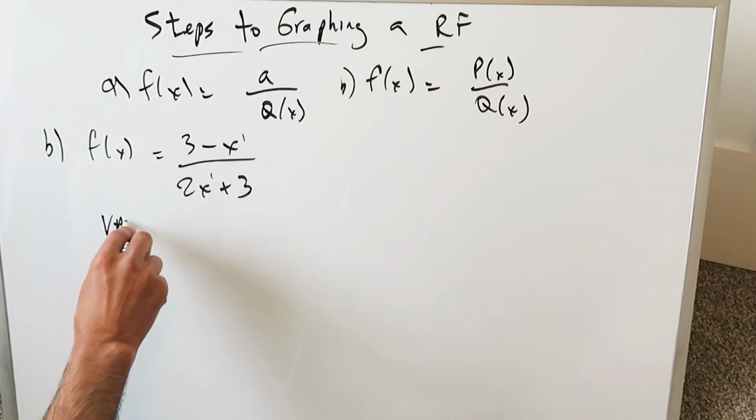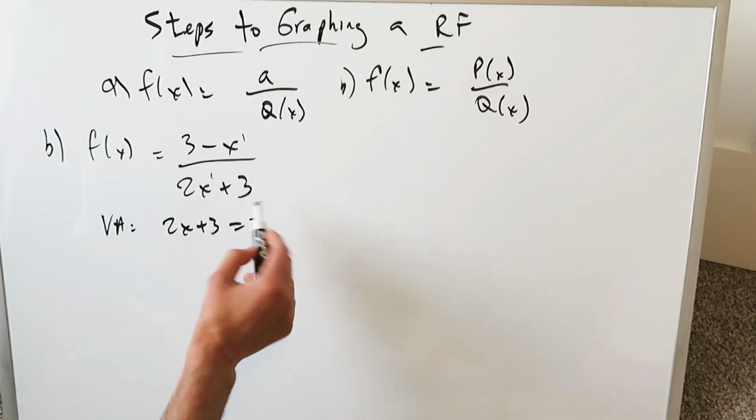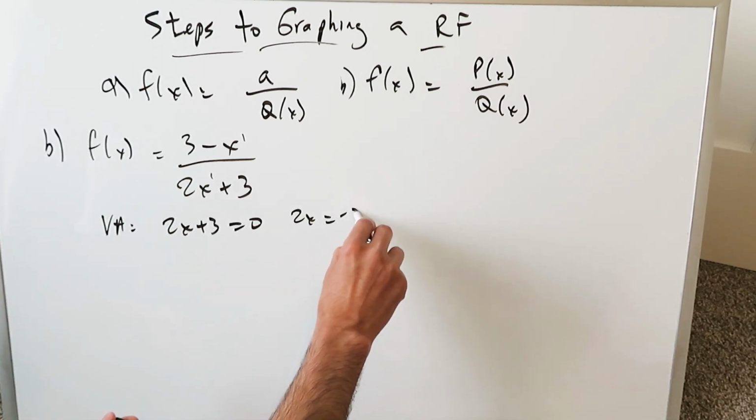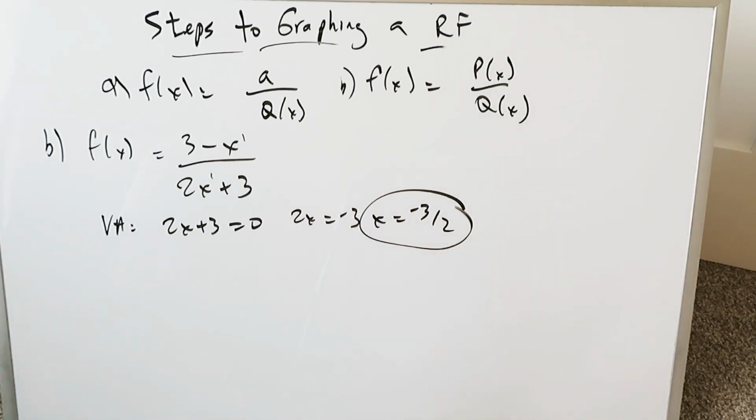Start here with your vertical asymptote. Always look at the denominator. The zero of your denominator, equal it to 0. 2x is equal to minus 3, x is equal to minus 3 over 2. That here is your vertical asymptote.